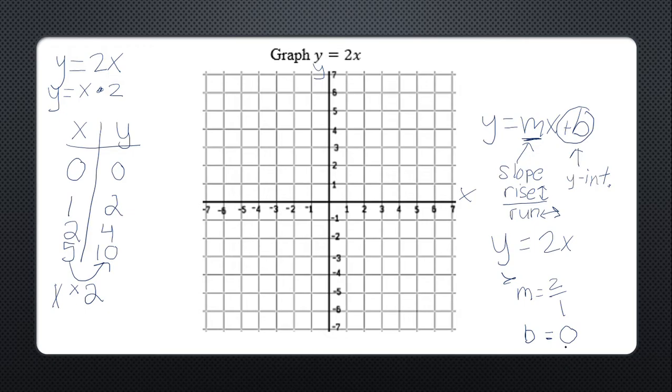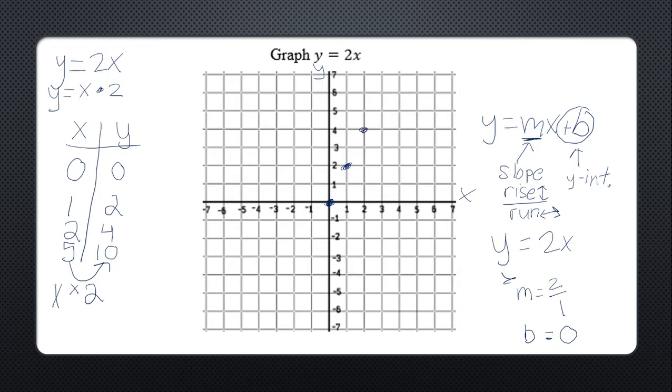All right. When you're graphing a line by using this formula, you need to make sure that you start with the y-intercept always, because I can't go up 2 over 1. I have to have a starting point. So the starting point is the y-intercept, which is 0. All right, so I'm going to put a point right there. And then from that point, I'm going to go up 2 and over 1 because that's what my slope is.